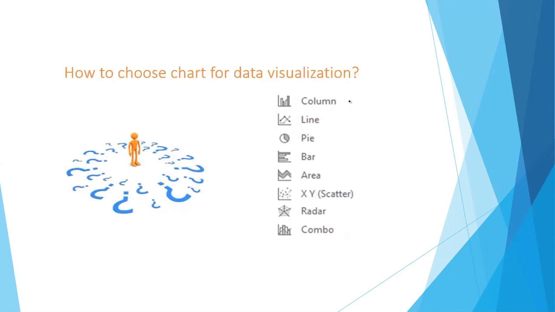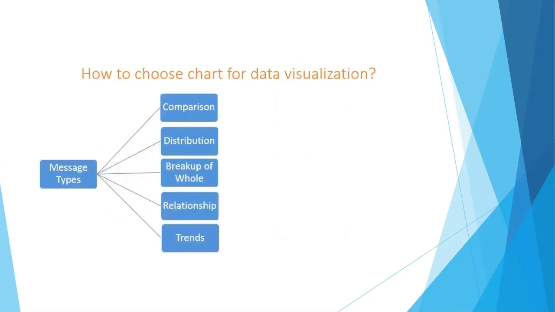There are column chart, line chart, pie chart. There are so many types of chart. We have a radar chart to work with as well. So many charts, so we are confused. So I just break it up into some options, like which type of message you want to convey to your audience. One is a comparison. You want to show some comparison to your audience.